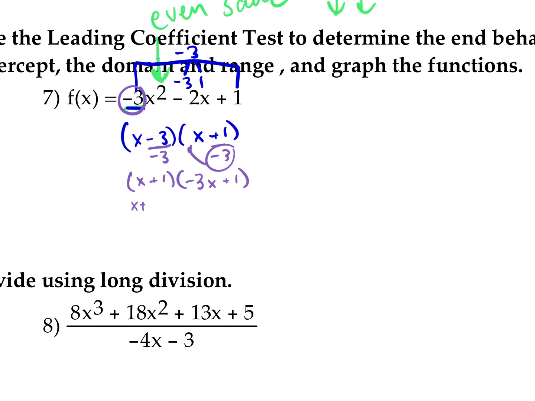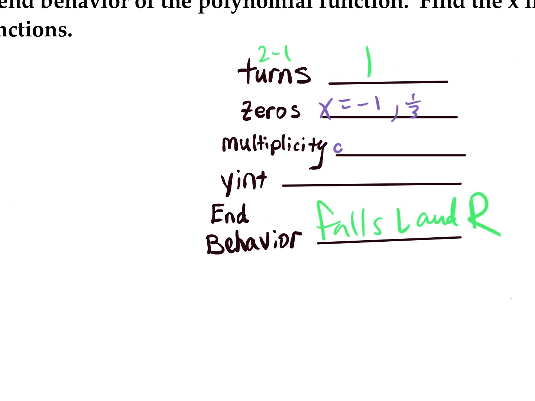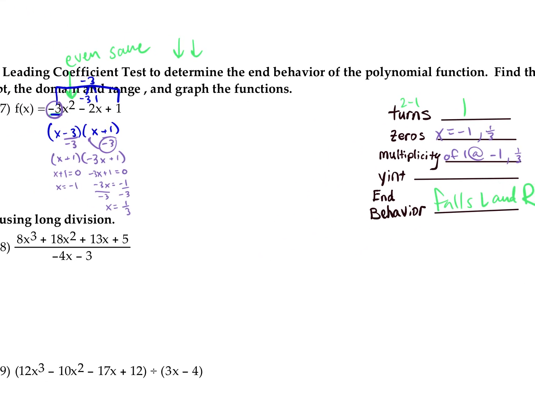Then set each of them equal to 0. So x is equal to negative 1. And then negative 3x plus 1 is equal to 0. Subtract 1 to the other side, so negative 3x is equal to negative 1. Divide by negative 3, so x is 1/3. So our zeros would be negative 1 and 1/3. Since I only have one of each of them, I have multiplicity of 1 at those 2 points, so negative 1 and 1/3.